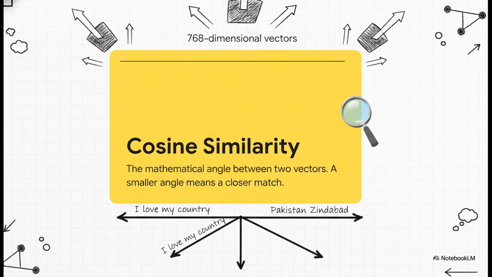Imagine your 768-dimensional vectors as lines pointing in space. Cosine similarity is simply the mathematical angle between two of those vectors, like your search query and a document sitting in your database. The smaller the angle between those two lines, the closer they are in contextual meaning. So phrases like I love my country and Pakistan Zindabad will have a very small angle between them because they share a really strong semantic match.